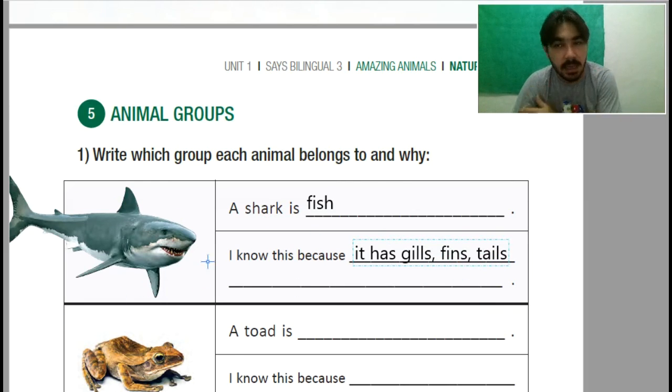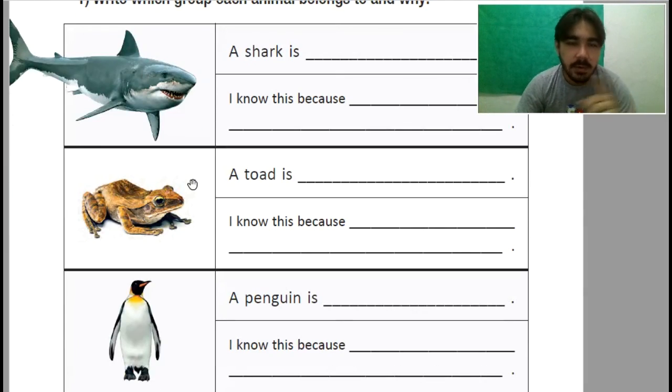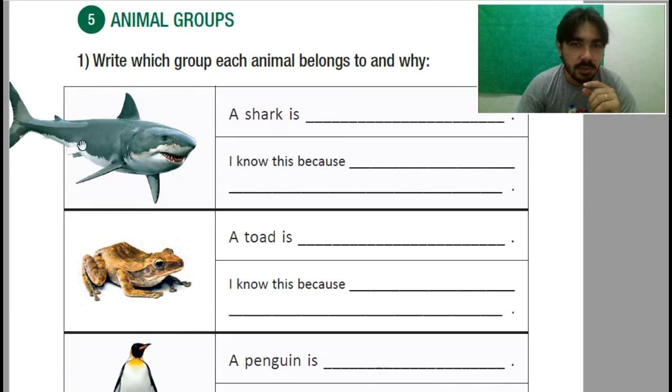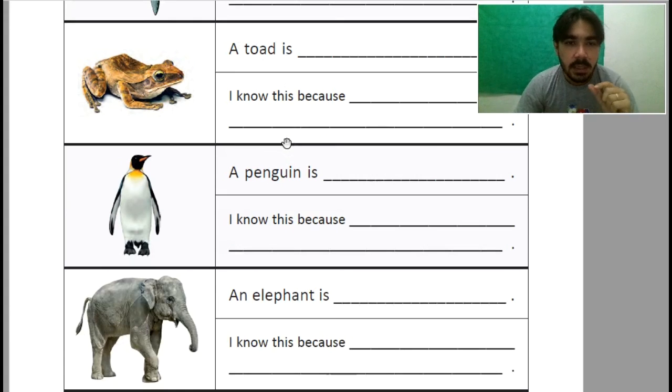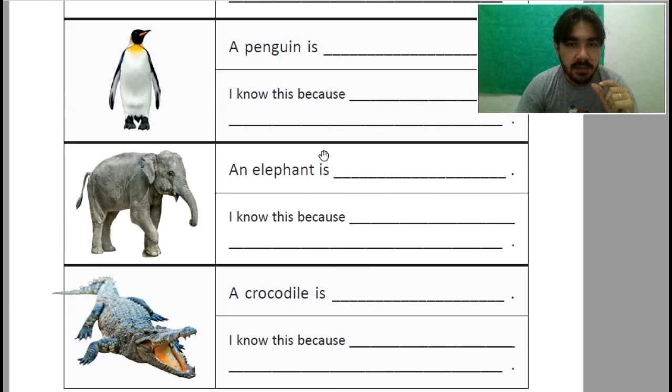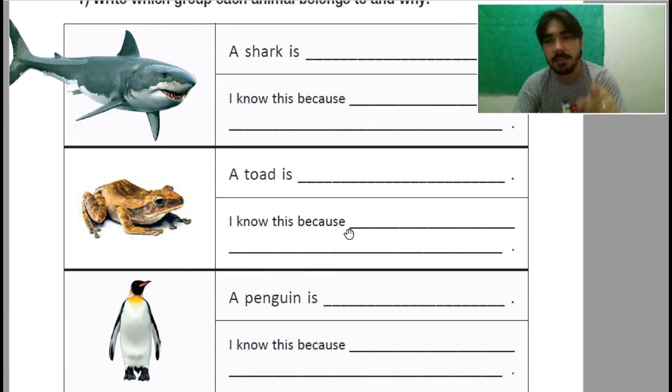Pode falar da pelagem, tá? Pode falar onde eles vivem, pode falar onde eles põem ovos, enfim, tá bom? Mas tem que ser uma característica marcante aqui do animal em questão, tá? Então temos a shark, a toad, que é um outro tipo de frog, tá? Só que ele é um pouquinho menor do que o frog. A penguin, an elephant, and a crocodile. This is your activity. I'm still waiting for your answers. Bye. See you next class.